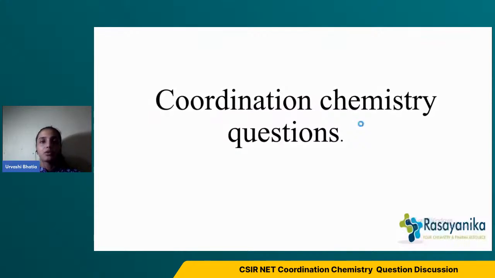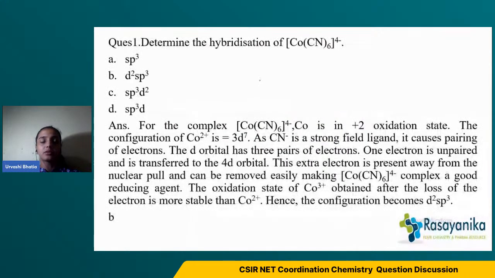Okay, so this is the first question. Determine the hybridization of the [Co(CN)6]4- complex. We have to determine the hybridization of this complex. Okay, so these are the options that are given. So now we can see that cobalt is in the +2 oxidation state. You can see that x minus 6 equals minus 4.